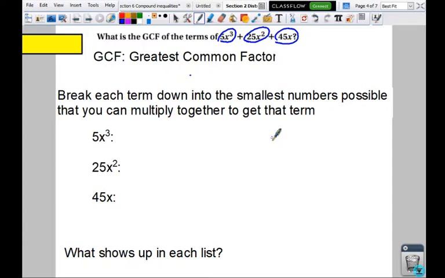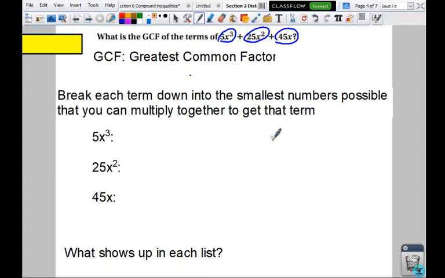And I'm going to see what shows up in each list. So when I do these, I don't really care about the negatives. I don't care if it's positive or negative, I'm just going to take the term. So I'm going to take 5x to the third. I'm going to break down the 5 if I can, and I'm going to break down x to the third if I can, into as small pieces as I possibly can.